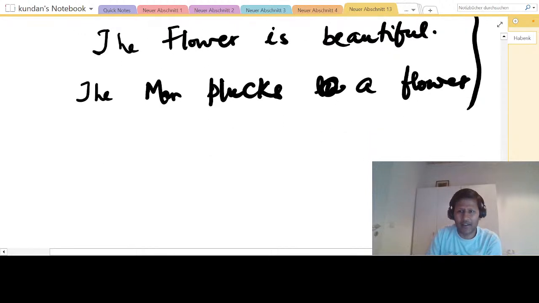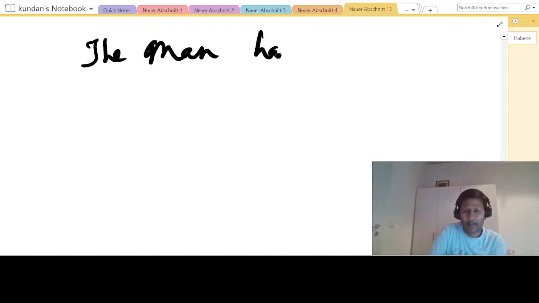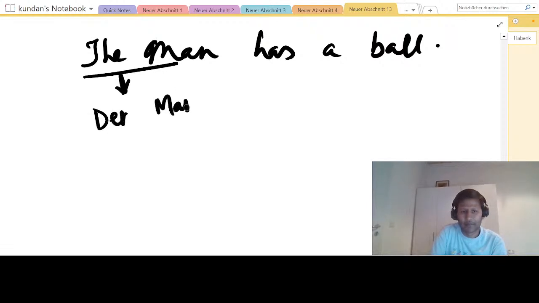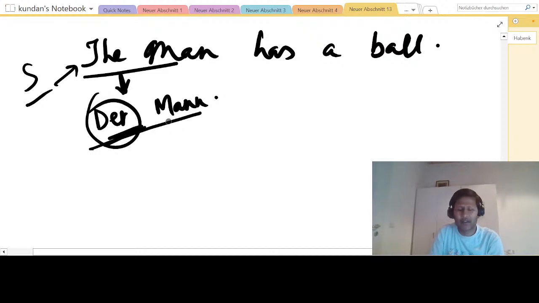Now let us take a very beautiful example, and all this will be sorted out. The man has a ball. Let me tell you each and everything in this sentence. Der Mann, and this is masculine. But we don't have to worry, because this is the subject, so always it will be der Mann, die Frau, das Mädchen, or the like.